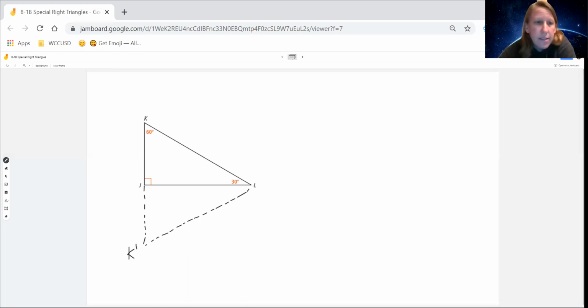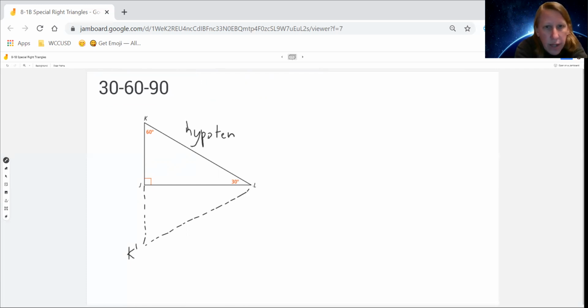Okay, for this type of special right triangle, we got a 30, 60, 90. And there are two special right triangles, 45, 45, 90s and 30, 60, 90s. We also want to play with it. We want to label it. So the hypotenuse is this one. And then this one also has two legs, but there's a short leg and a long leg. So when we label this one, we're going to label it a little different.